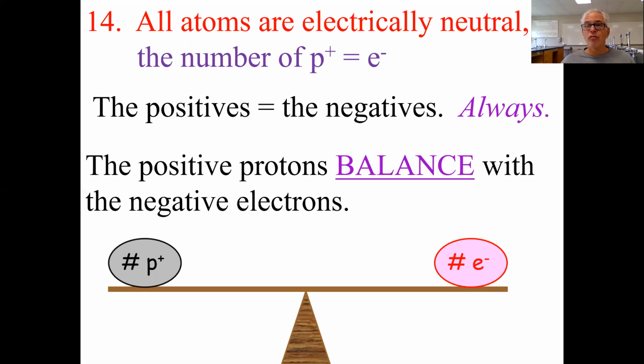All atoms are electrically neutral. I said this before. The number of protons equals the number of electrons. The positives equal the negatives always. Every single atom, there's a perfect balance between positive and negative. Every atom on the periodic table is neutral, electrically neutral. Not positively charged, not negatively charged, neutrally charged. The atomic number is the number of electrons. The atomic number is the number of protons. It's always the same. And the mass, I got the whole nucleus in my hand, the protons and the neutrons. That's protons plus neutrons gives us the mass.